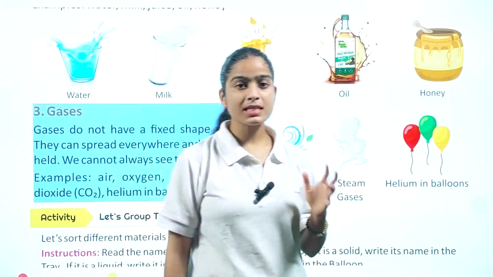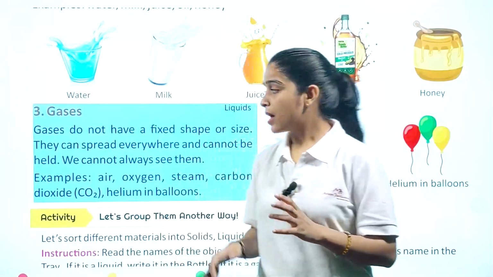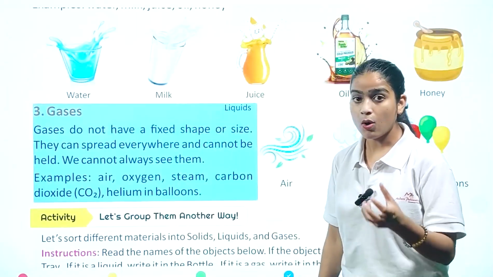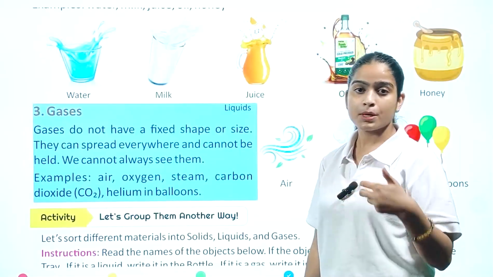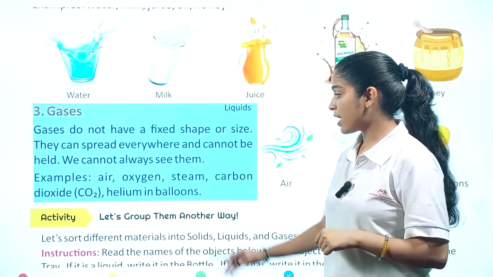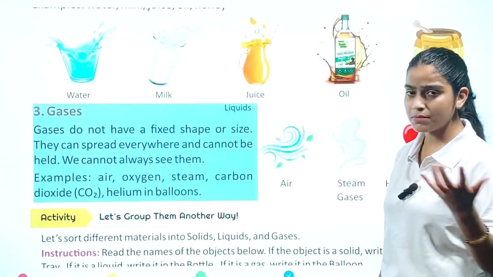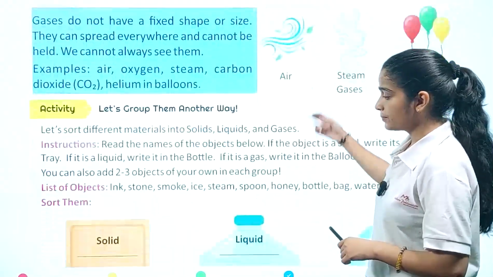So sometimes you can see steam, otherwise you cannot see any kind of gas, because we cannot hold them. Gases are present in our surroundings, but you and I are not able to see them, right? And what are the examples? We have air, oxygen, steam, which you can see sometimes, carbon dioxide, and helium in balloons.